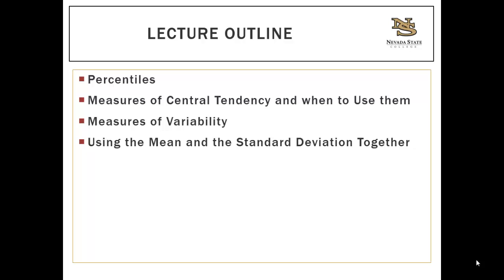Then I'll look at measures of variability. Variability is just a fancy word for differences or spread in scores. And then finally, I'll show you how to use the mean and the standard deviation together to understand how extreme scores are in a data set and to understand how spread out scores are in a data set relative to the mean. Because if you have a really large mean, then you're going to have a larger standard deviation, which this will all make sense soon, regardless of how spread out scores are.